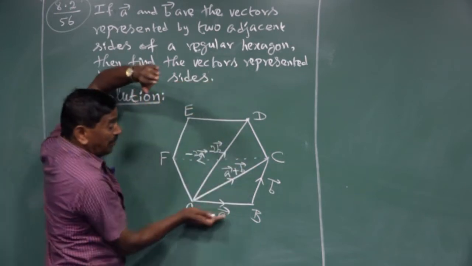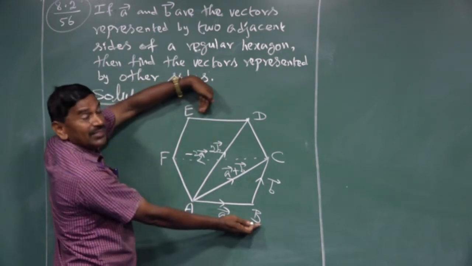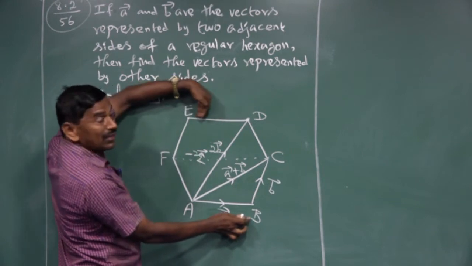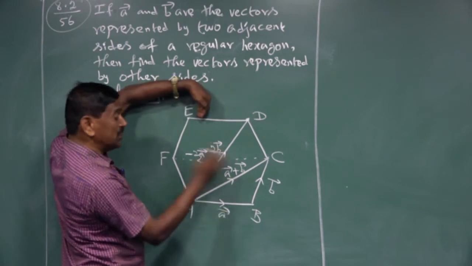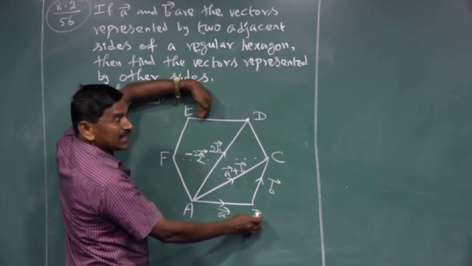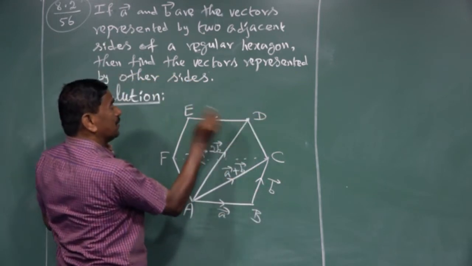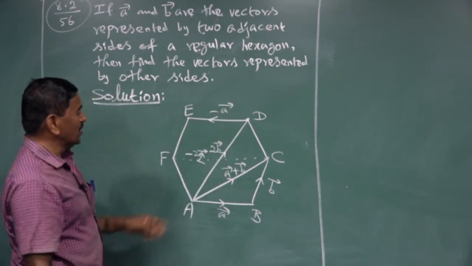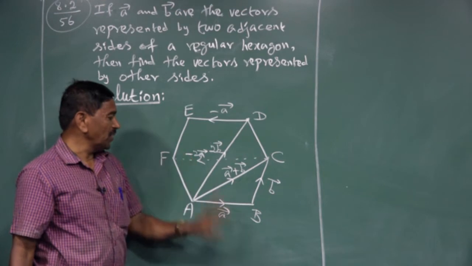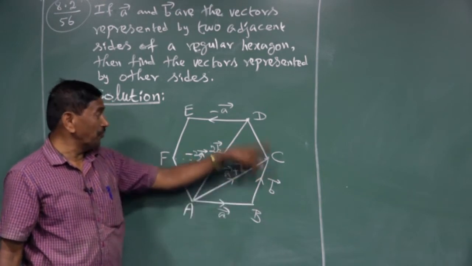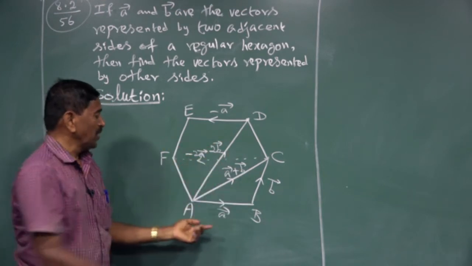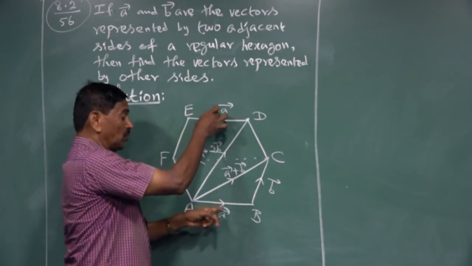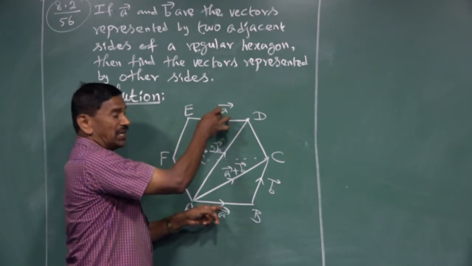What can you say about AB vector and DE vector? AB vector is parallel to DE vector and equal in magnitude but opposite in direction. Here AB vector is on the right side, but DE vector is on the left side. So DE vector is minus A vector. Totally we have 6 sides, of which 2 sides are given and the remaining 4 sides we have to find.